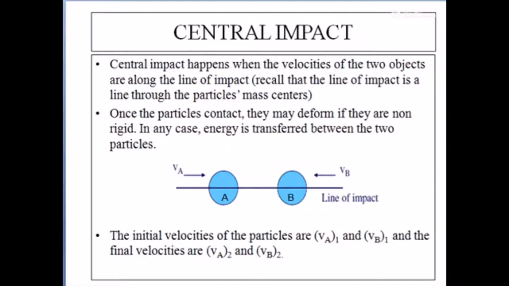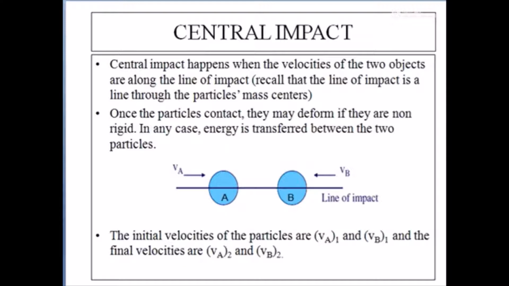Now, you have to recall that the line of impact is the line through the particle mass centers, that is the mass center of particle A and the mass center of particle B. This line of impact will be passing through these two mass centers for object A and for object B. Once these particles come in contact with each other, if they are rigid, they get deformed. If they are not rigid, even then energy is transferred between the two particles.